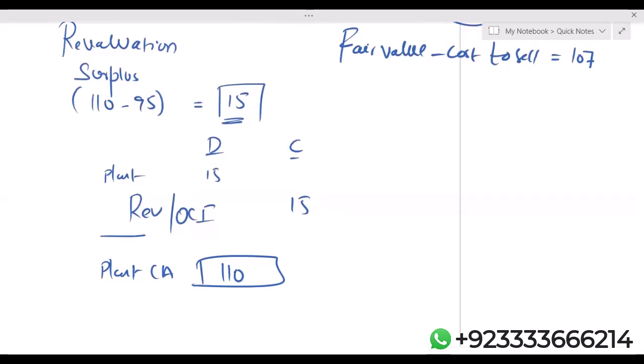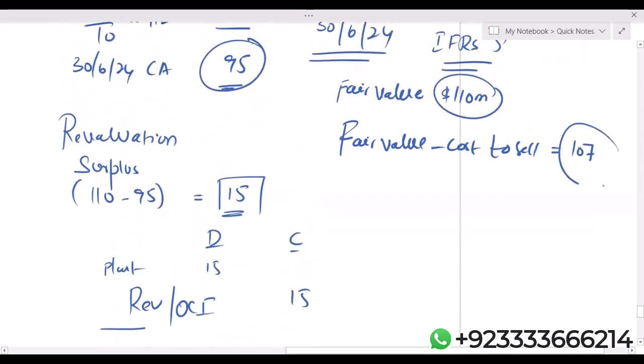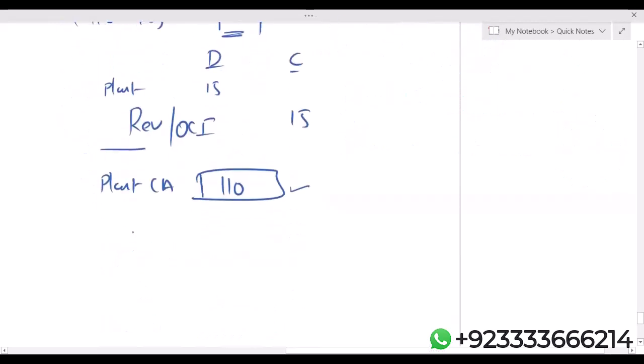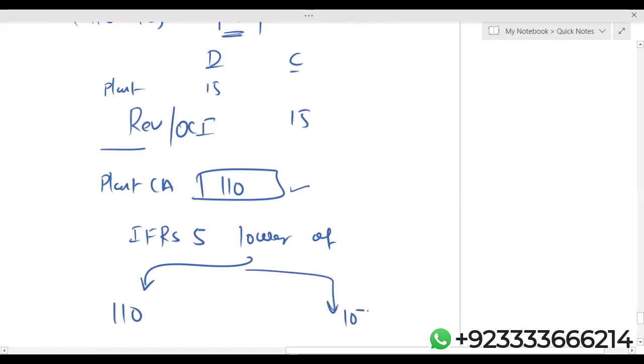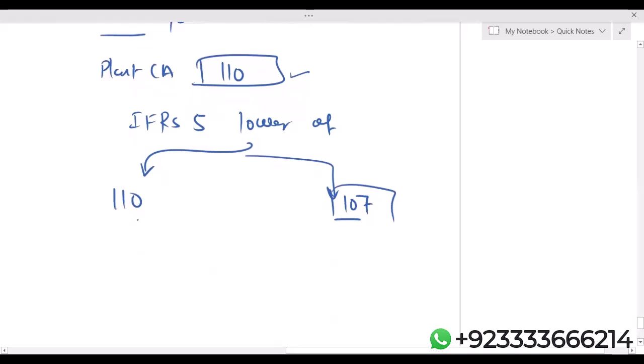Now, when the criteria is met under IFRS 5, the asset is measured at the lower of updated carrying amount and fair value minus cost to sell. Updated carrying amount is 110, but fair value minus cost to sell is 107. Now, under IFRS 5, the asset is recognized at the lower of updated carrying amount and fair value minus cost to sell, which is 107. Now, from 110, I have to bring my asset to 107.